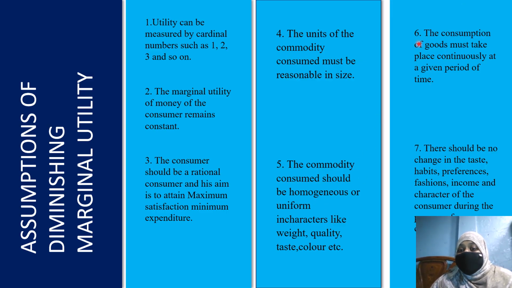Then the consumption period, that is, he should consume it in an equal and continuous interval, then only this law works. And last, the person's fashion, habit, taste, preference should not change. It should be stable. From when he is eating the first apple till the last apple, his satisfaction or his character should not change. Then only this law will work.